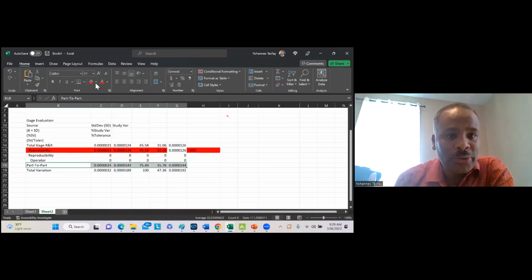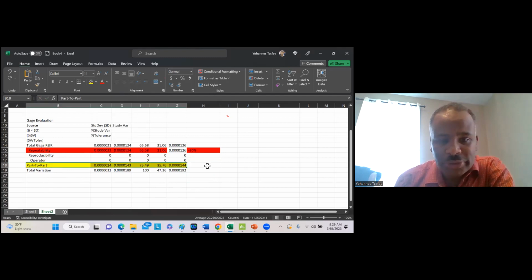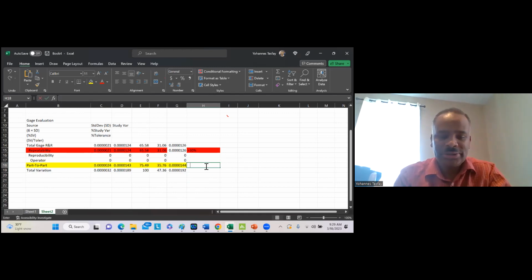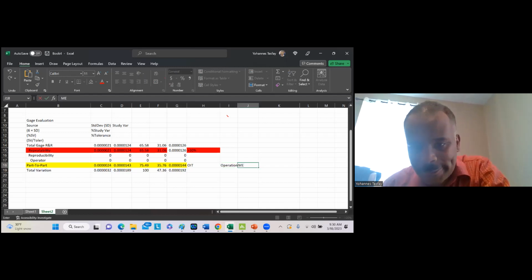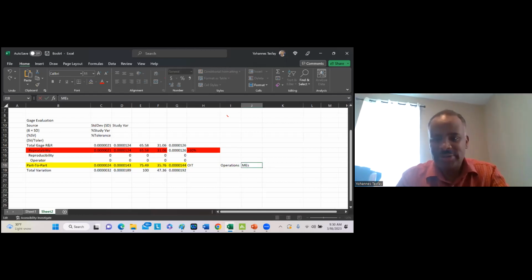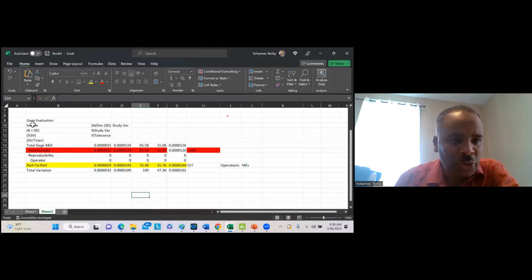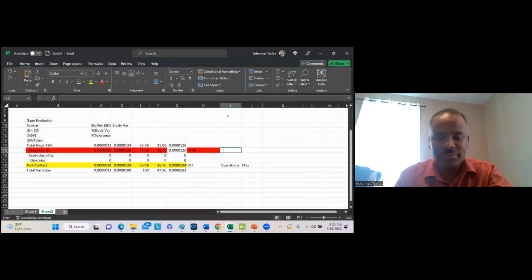This is our opportunity. This is an opportunity to improve. So this is assigned to operations plus MEs, manufacturing engineers, just like that. So this is going to be the action item. Action.